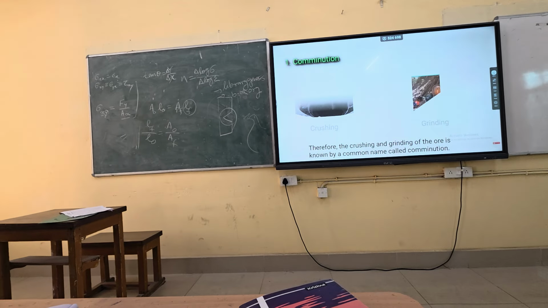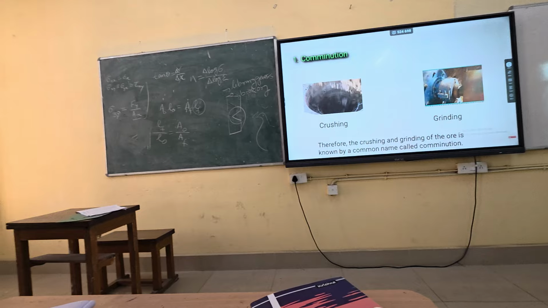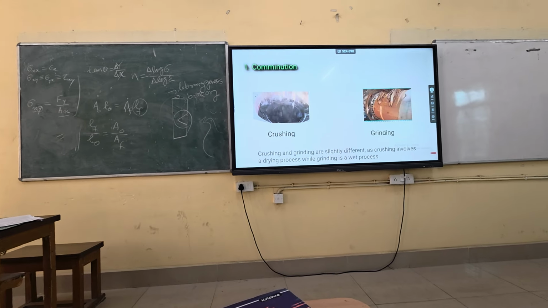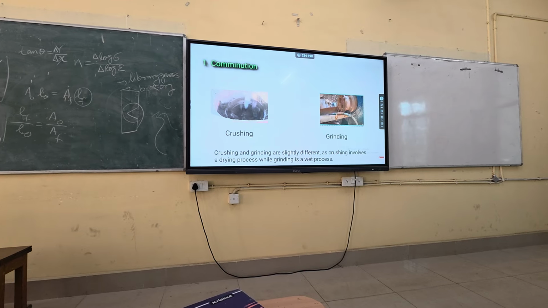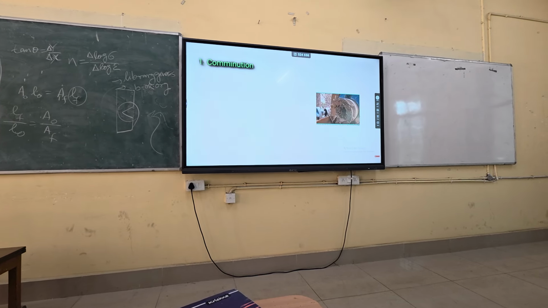You remember the first step is comminution, right? Size reduction. We start with size reduction. You can see these are the crushers and grinders. As you know, it is a combination of crushing and grinding.